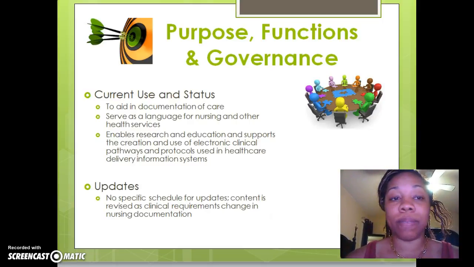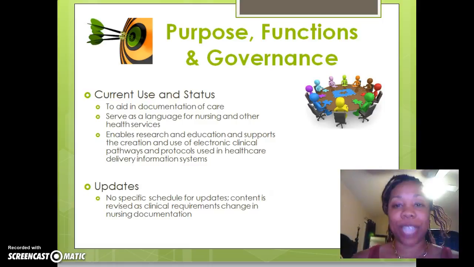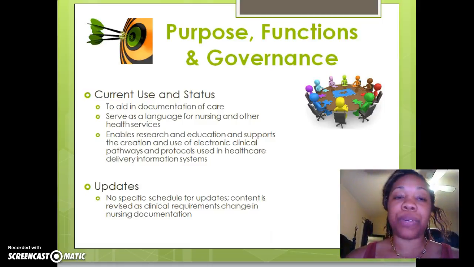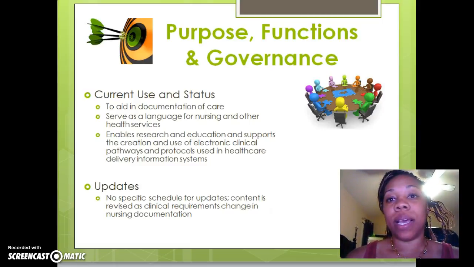Examples of the uses of the systems include documentation of integrated care processes, classification and tracking of clinical care, development of evidence-based practice models, analysis of patient profiles and populations, predictions of care needs and resources. Now, the use of CCC also enables research and education, and supports the creation and use of electronic clinical pathways and protocols used in healthcare delivery information systems.